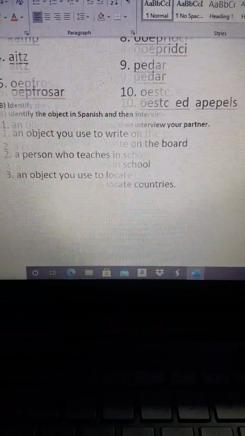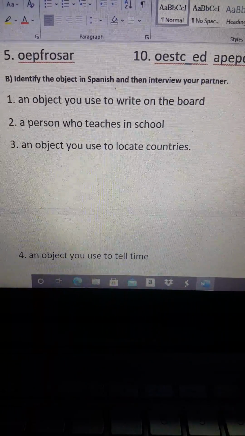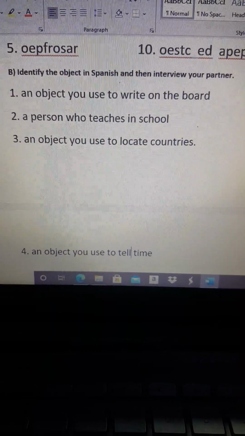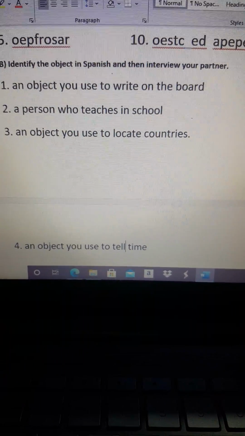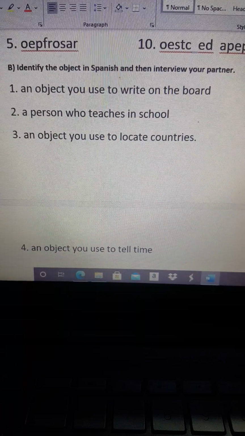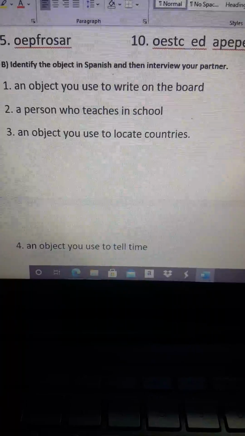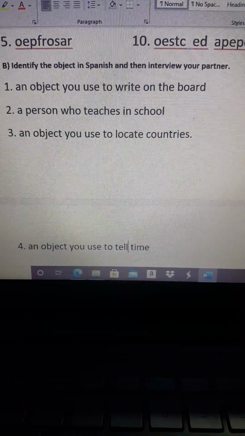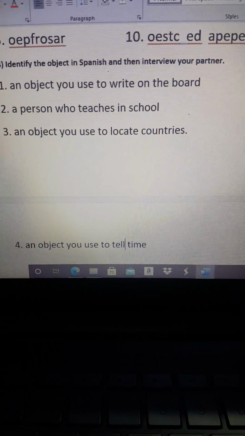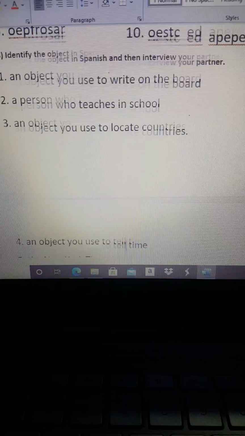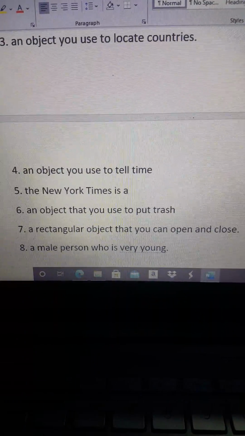Okay, now another exercise that you could do is ask students to identify the objects in Spanish. Okay, and they can also use the same questions or the same statements to interview their classmates. For number one, for example, an object you use to write on the board, and the student will answer la tiza. Okay, and you go over number two, a person who teaches in school, el profesor or la profesora. And number three, an object you use to locate countries, el mapa. And number four, an object you use to tell time, el reloj.